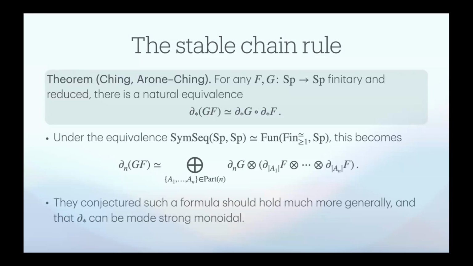So they conjectured that such a formula should hold much more generally, so that one should be able to replace spectra by any stable model category or stable infinity category, maybe with a few assumptions, but that this shouldn't be something specific to spectra. And they also suspected that this equivalence that they get should be part of an actual strong monoidal structure of derivatives, where you also have the associativity coherences, things like that.